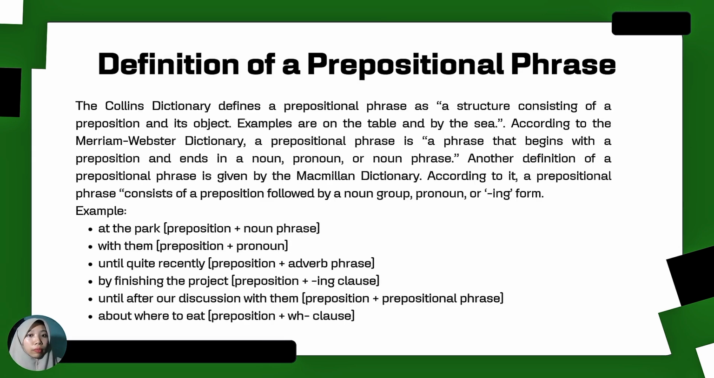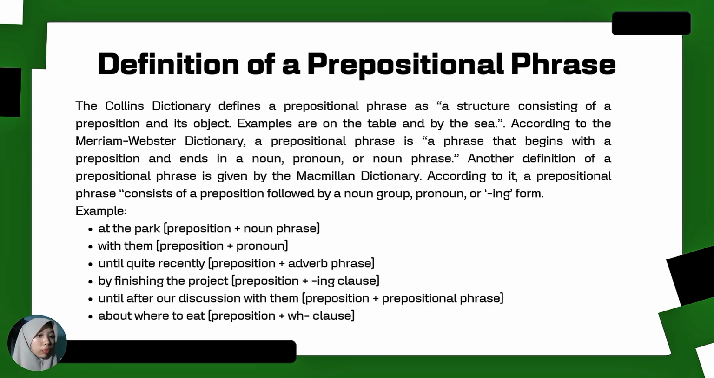Well, the definition of a prepositional phrase. The Collins Dictionary defines a prepositional phrase as a structure consisting of a preposition and its object. Examples are "on the table" and "by the sea." According to the Merriam-Webster dictionary, a prepositional phrase is a phrase that begins with a preposition and ends in a noun, pronoun, or noun phrase.